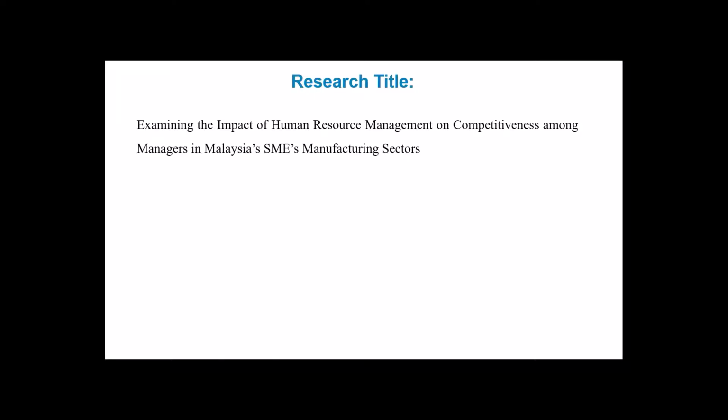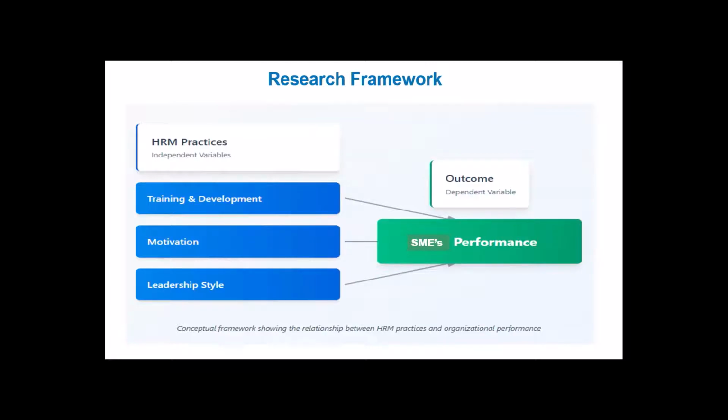Then we are going to move on to our research framework now. Let's say we have SME performance as our outcome, which is our dependent variable. Then we come up with HRM practices, which we call independent variables. We have training and development, we have motivation, we have leadership style. We only pick these three as a sample. You can pick more, four or five, depending on your research and what you are working with.